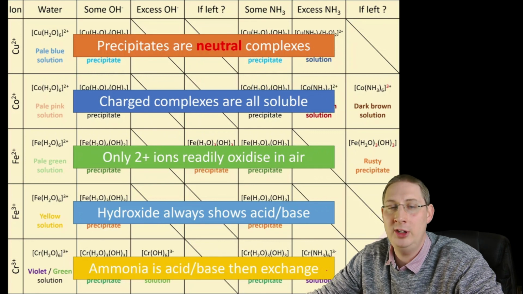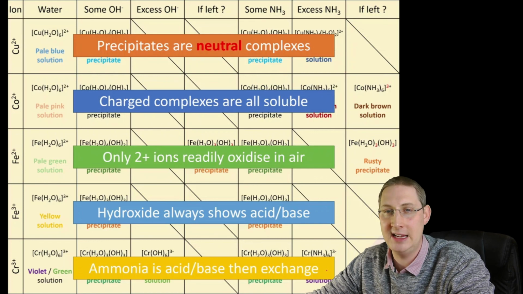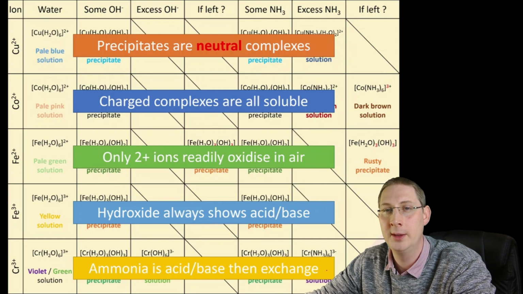Finally, ammonia always shows acid-base behaviour first up to the neutral precipitate, and then on some occasions it will show ligand exchange. It will show ligand exchange with copper, cobalt and chromium, but it will not ligand exchange with iron.